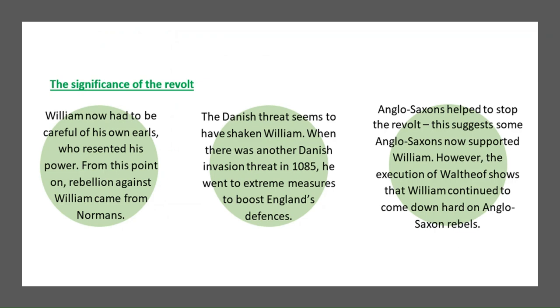Anglo-Saxons helped to stop the revolt. It suggests that some Anglo-Saxons now supported William. However, the execution of Waltheof shows that William continued to come down hard on Anglo-Saxon rebels.